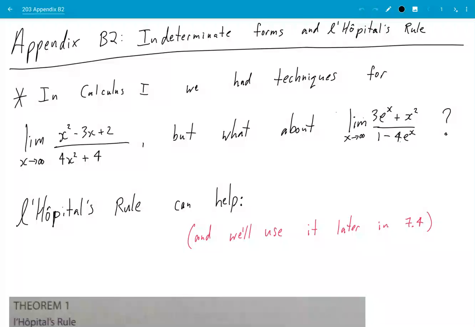Okie dokie. So pause and copy all this for me, please. Pause and copy. Pause and copy. Okay.